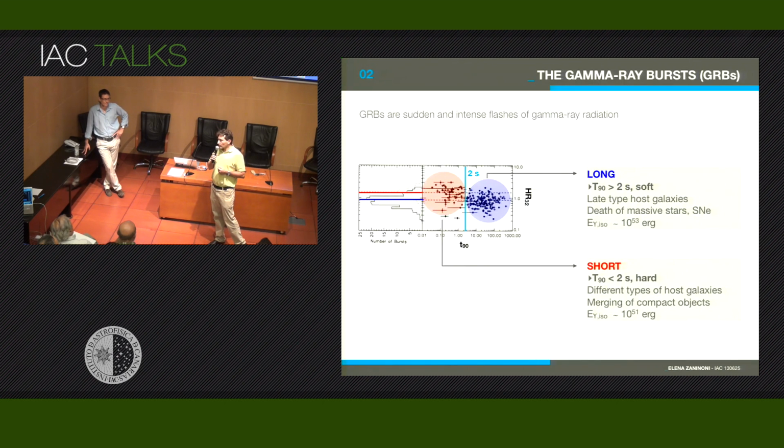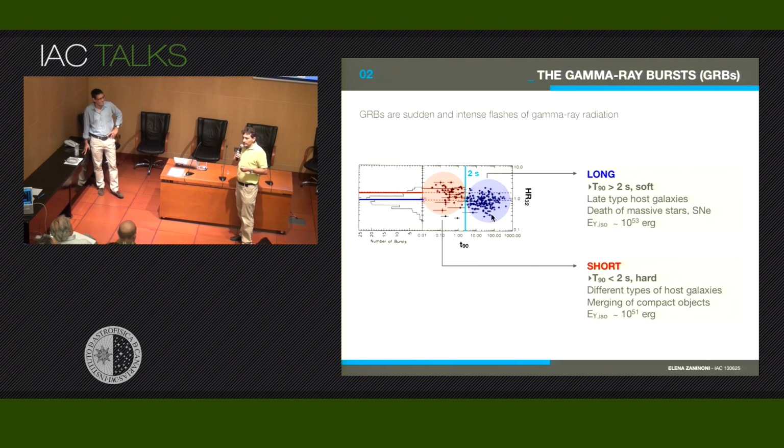Okay, gamma ray bursts are sudden and intense flashes of gamma ray radiation, and they are very luminous and energetic. In fact, they have an isotropic luminosity that is of order of 10 to 54 ergs per second. Historically, they are divided into two groups that are long and short gamma ray bursts, in particular considering the duration in the gamma ray emission. In fact, as I show here, the T90, that is a characteristic time, and we can show the short gamma ray burst here and the long gamma ray burst here.